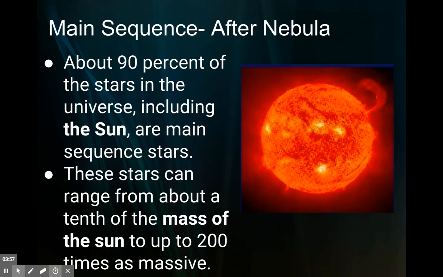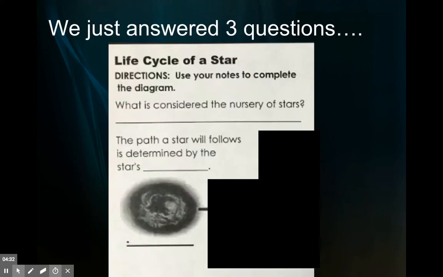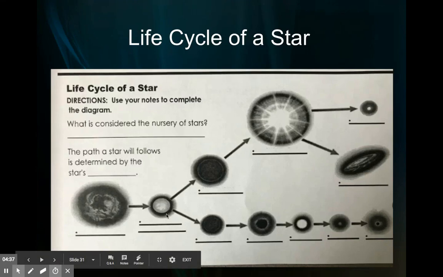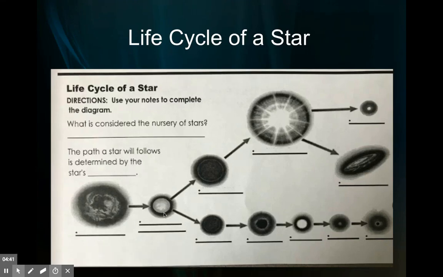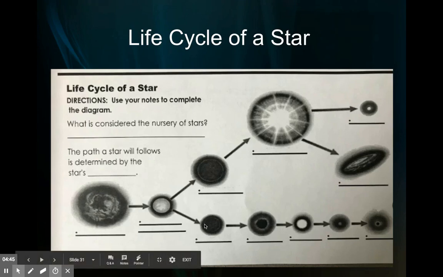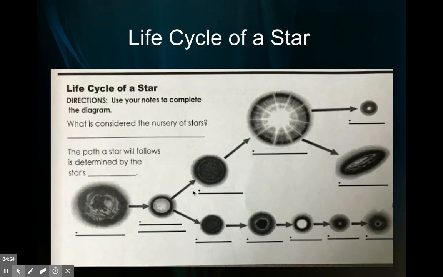Same thing with the main sequence. Once a star leaves its nebula phase, it becomes a main sequence star. So 90% of our stars, including the sun, is in this phase right now. These stars can be very small, like 1/10 the mass of the sun, or they can be 200 times as massive as the sun. All right, so a big size range for the main sequence phase. Okay, so the main sequence is after nebula, so that's going to go right here, main sequence. So nebula, main sequence, and then these two are determined by what again? Mass. So if it's a massive star, it's going to go this way. If it is an average mass star or medium mass star, it's going to go this way.